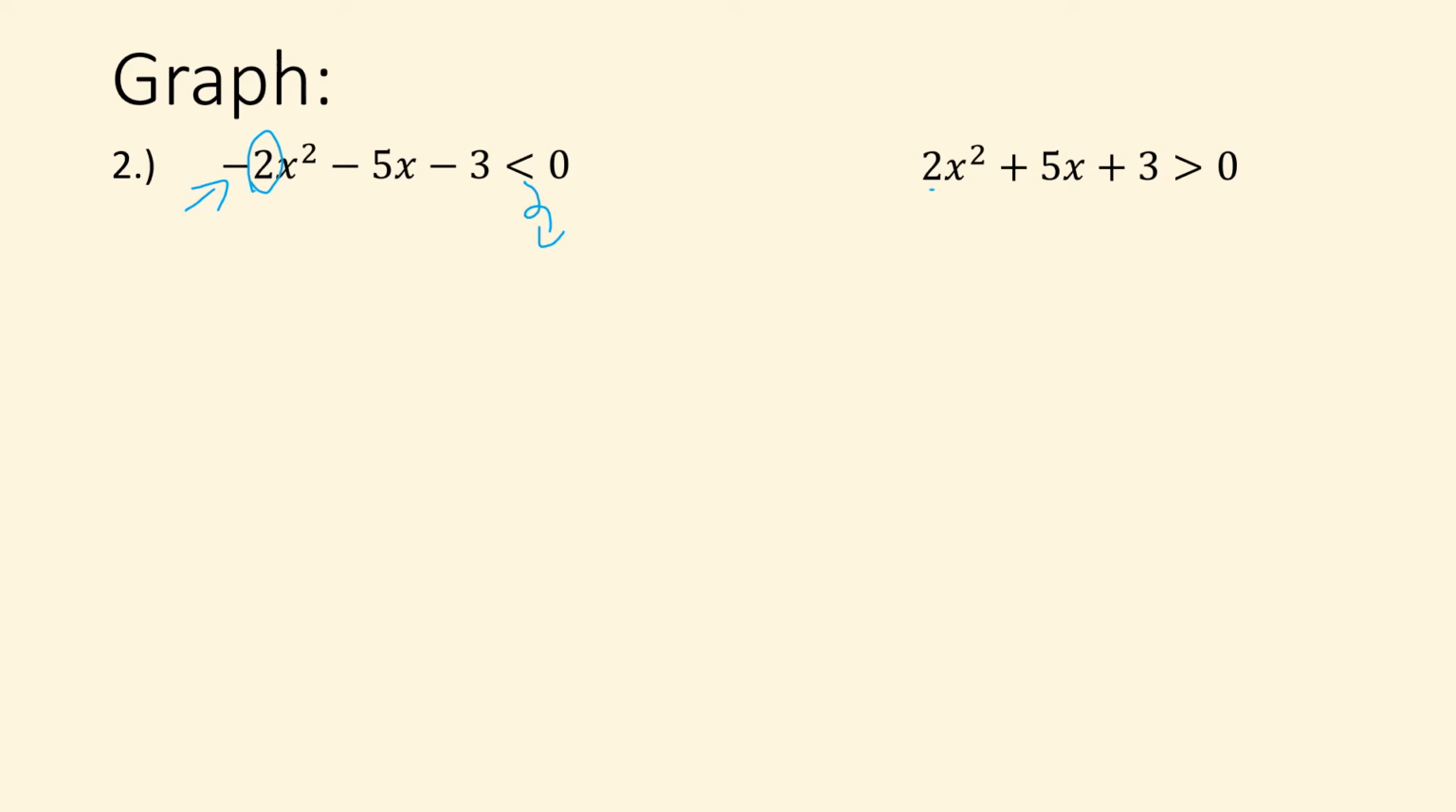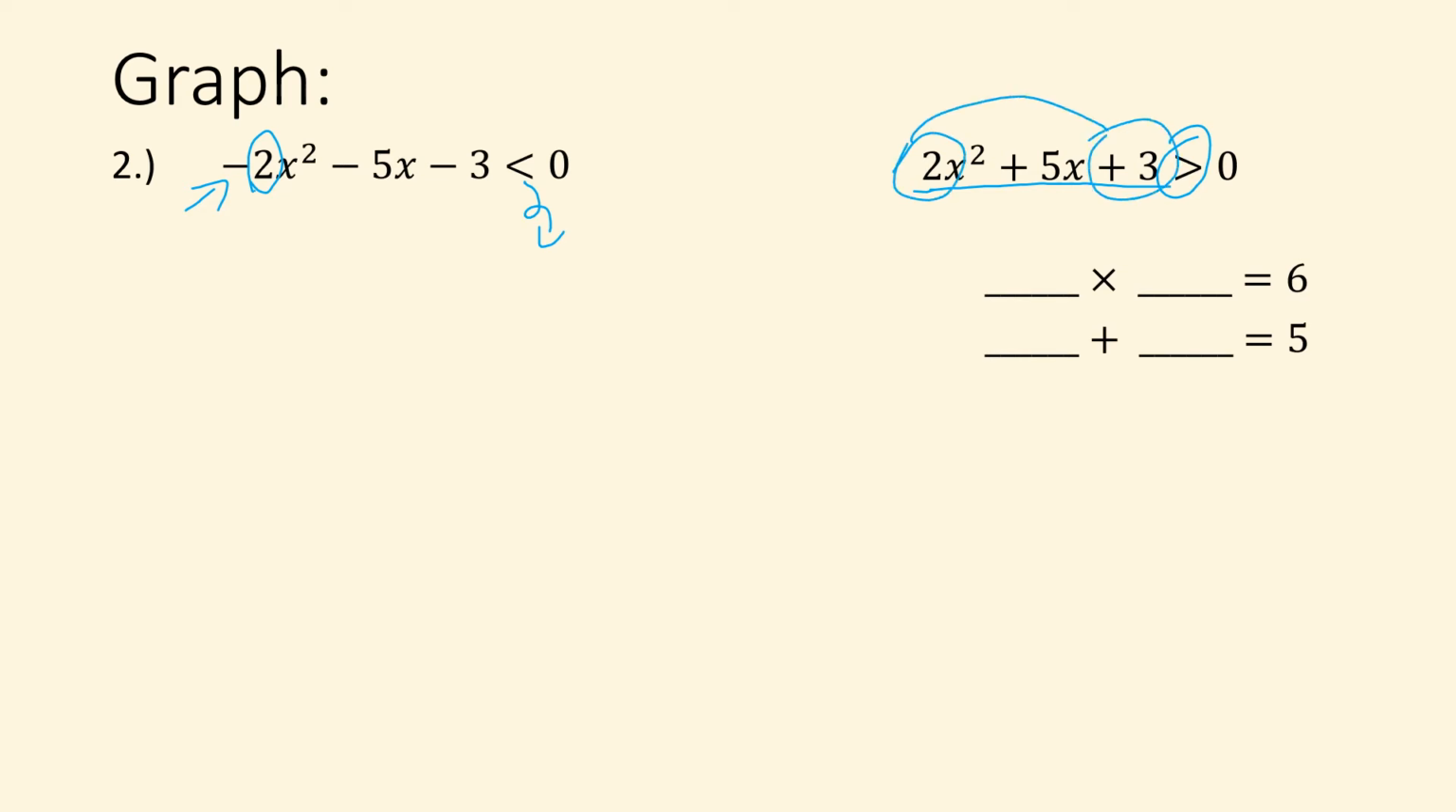So here's our actual equation. We want a positive x squared. We switch the sign to a greater than. And now we're going to do earmuffs. Blank times blank is 6. Blank plus blank is 5. 2 and 3 are our numbers.